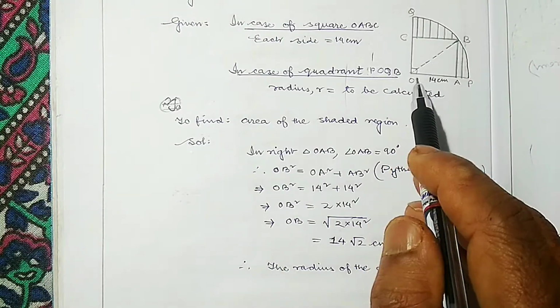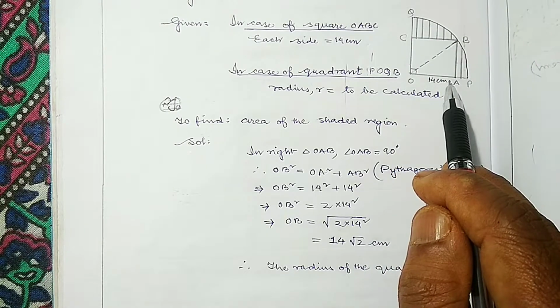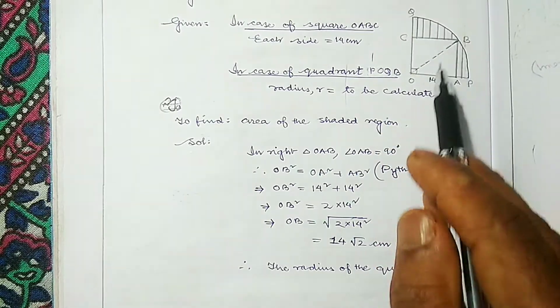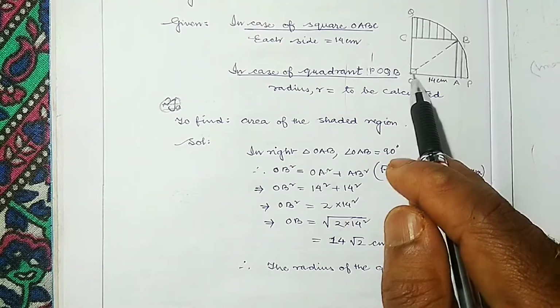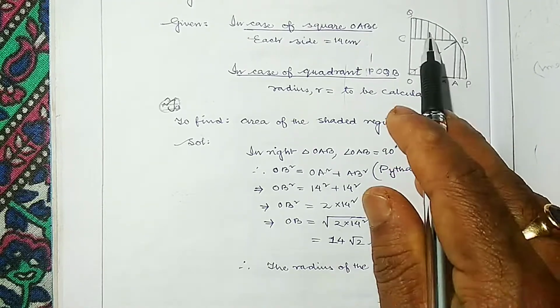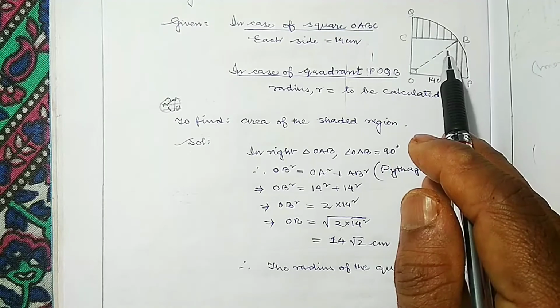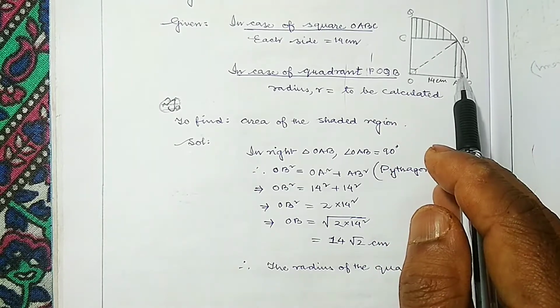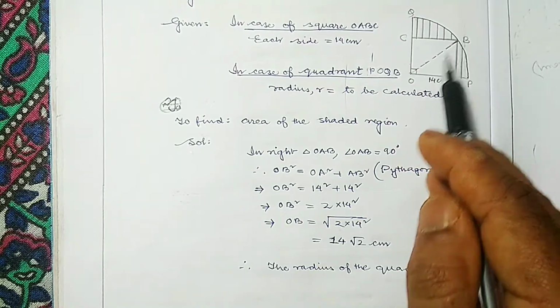In the case of square OABC, each side is 14 cm. It is given in the question. In the case of quadrant POQB, the radius is not given in the question. And we are to find the area of the shaded region. Without knowing the radius of the quadrant, it's not possible to find the area of the shaded region. So first of all, we are going to calculate the radius of the quadrant.